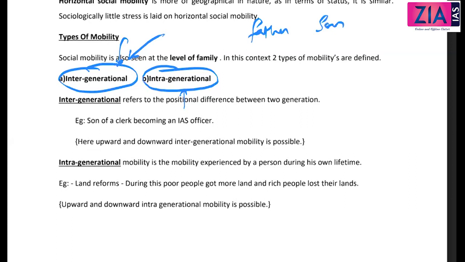Now this can be upward and downward. What is the example for upward? Father is a farmer, son becoming an IAS officer. This is intergenerational upward mobility. What is downward? Father is an IAS officer, son becoming a farmer.